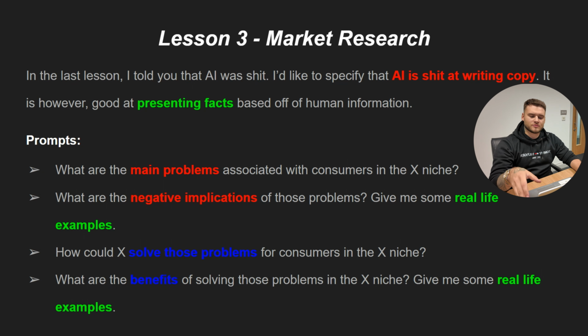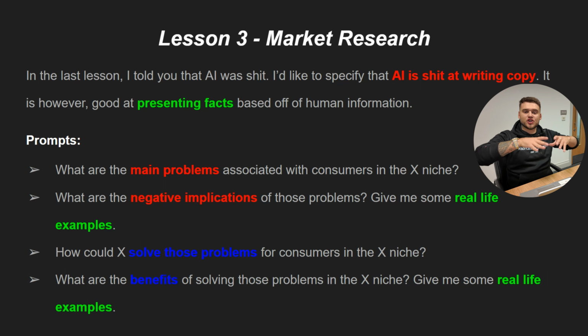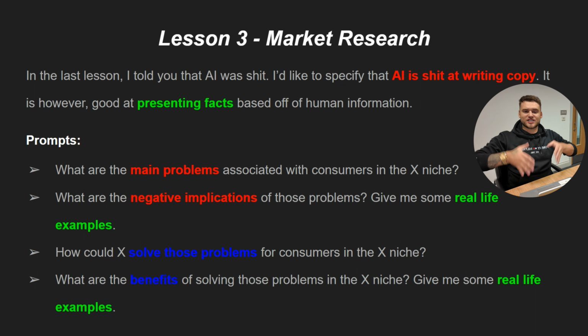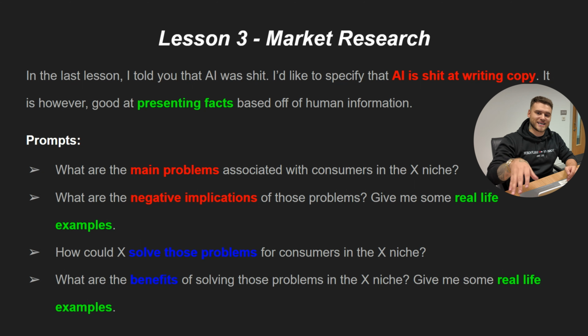Once you've got those problems, you need to write another prompt asking ChatGPT what the negative implications of those problems are, giving real-world examples. It will then give real-world examples of how those problems can affect you. And you will then use that information to formulate a piece of copy that describes someone's life and how shit it is, because you will use real-world examples to describe how their problems are affecting them in their day-to-day life.